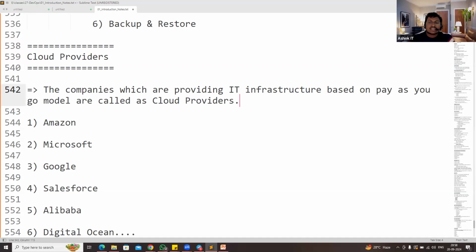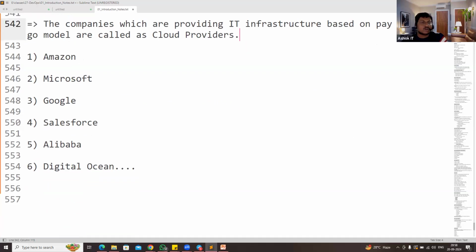There are several cloud providers available in the market. Who are those? Amazon is doing cloud computing business. Microsoft is doing that cloud computing business. Google is doing that. Salesforce is doing that. Alibaba is doing that. DigitalOcean. Amazon's cloud is called AWS. Microsoft's cloud is called Azure. Google's cloud is called GCP. So these are the famous cloud platforms available in the market.